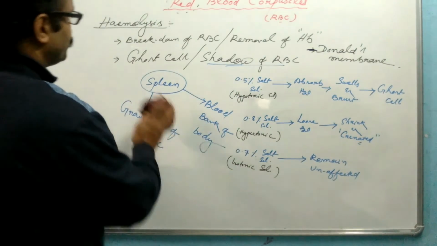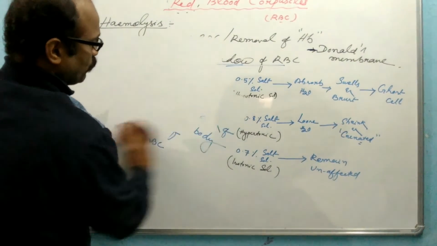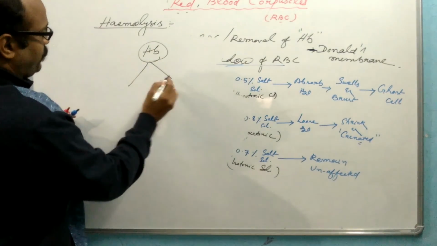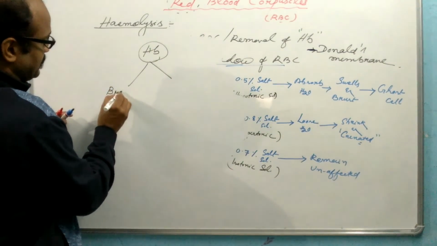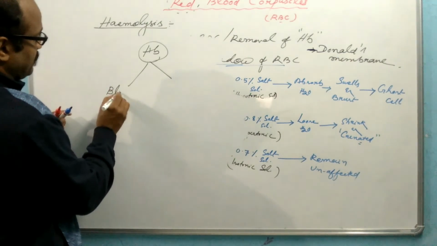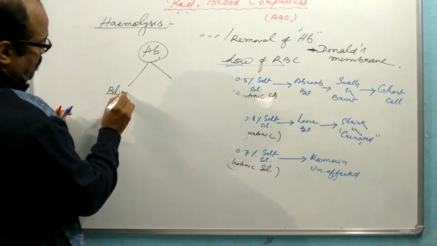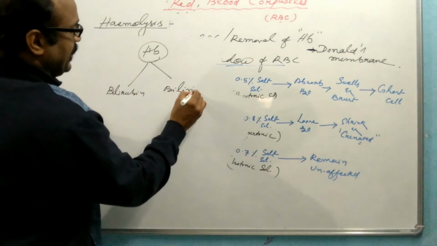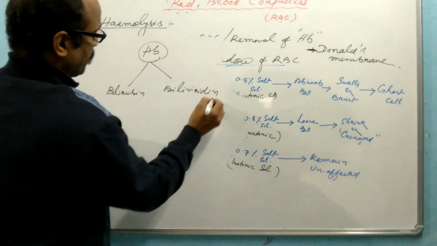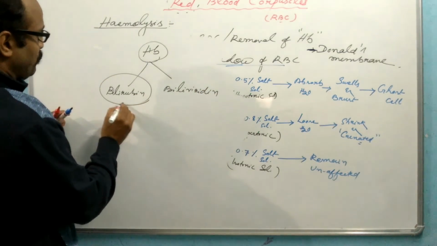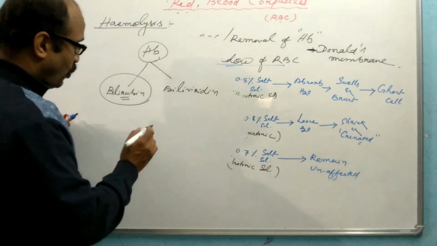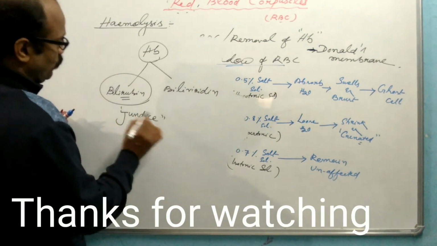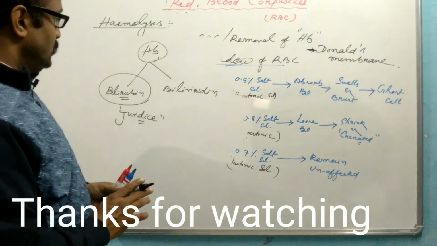The breakdown of hemoglobin forms two pigments, bilirubin and biliverdin. The presence of more bilirubin pigment in blood causes jaundice. Both are yellow pigments.